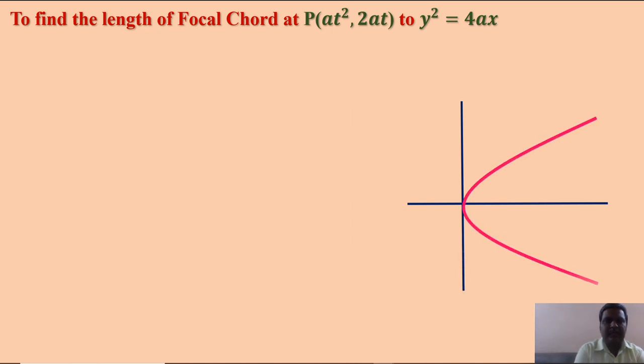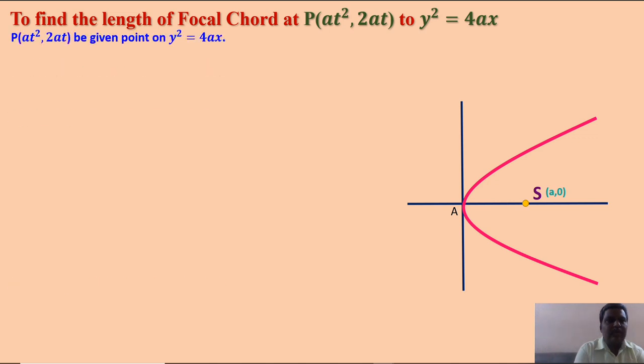this is the concept. To find the length of the focal chord at P(at², 2at) to y² = 4ax, now I am going to draw the parabola. Consider the coordinate axis. Okay, this is my parabola. Say I am taking A as vertex. Its focus is at S as shown in the figure. What are the coordinates of the focus of y² = 4ax? (a, 0). So these are the coordinates of the focus, (a, 0). Right?